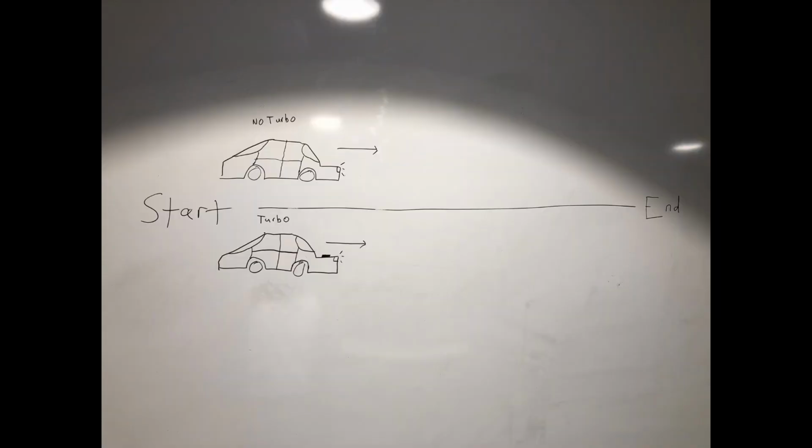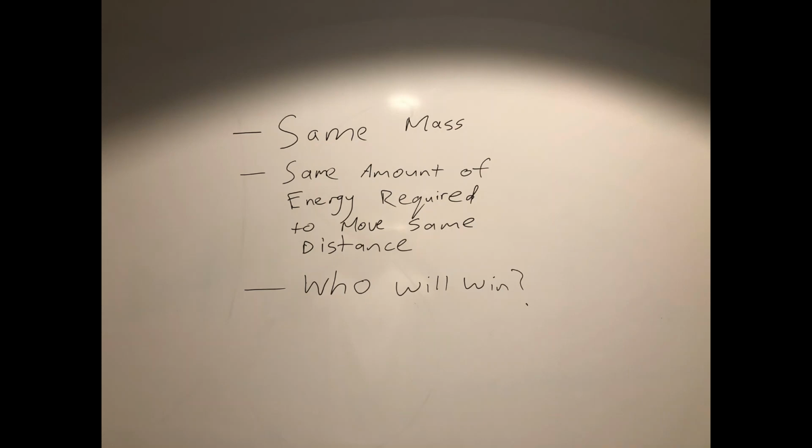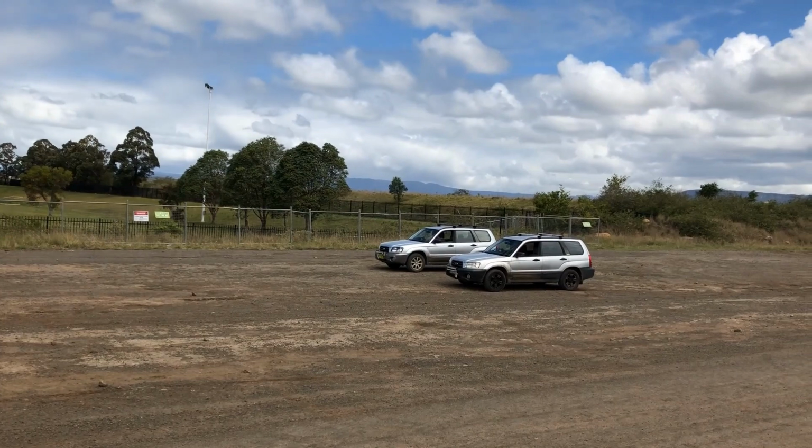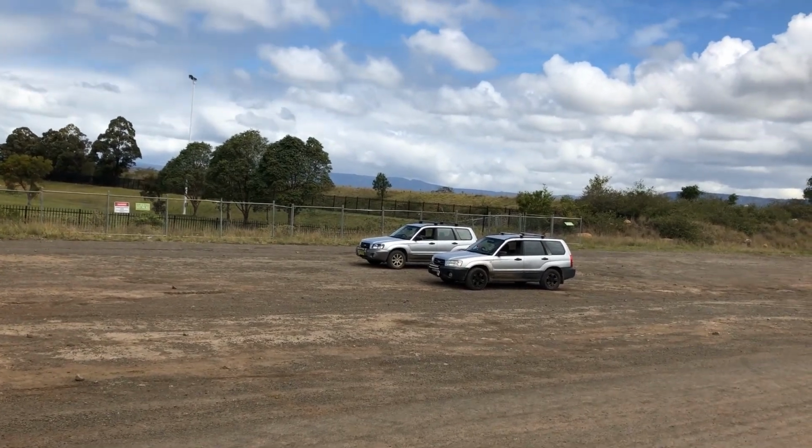Let's think about cars on a drag strip. Let's assume we have two cars that weigh the same, but one has a turbo and the other doesn't. As they weigh the same, the same amount of energy is required to move them to the end of the track. Now, you would expect the car with the turbo to win the race. Why? Because it is more powerful. In other words, it can perform the work necessary to get the car to the end of the track in less time. Here is a real-life example.